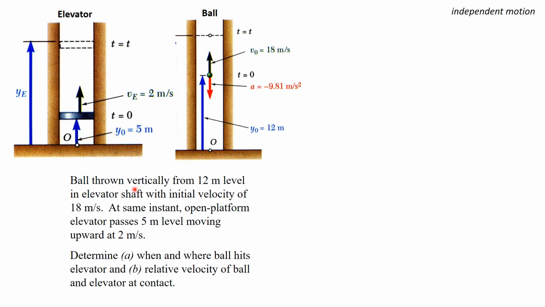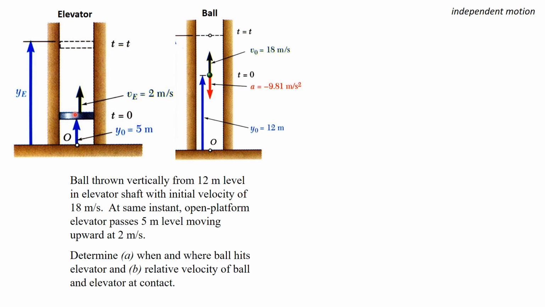Okay, so a ball is thrown vertically from the 12-meter level in an elevator shaft with an initial velocity of 18 meters per second. So the ball's initial position is 12 meters up, and it gets thrown up with 18 meters per second. At the same instant, an open platform elevator passes the 5-meter level. So here it is, it starts at 5 meters up at time equals 0, and the velocity of the elevator is 2 meters per second up.